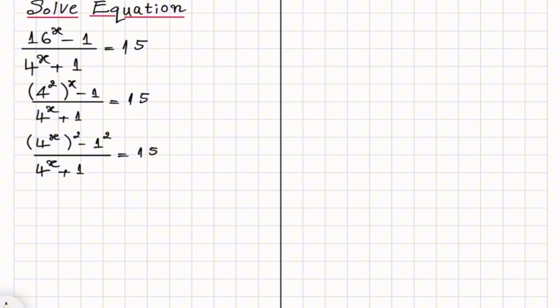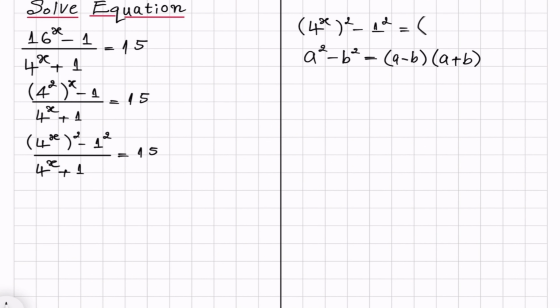Alright, so (4^x)² − 1², which is in the form of a² − b². So this will be equal to (a − b)(a + b), okay? And so this can also be written as (4^x − 1) times (4^x + 1).